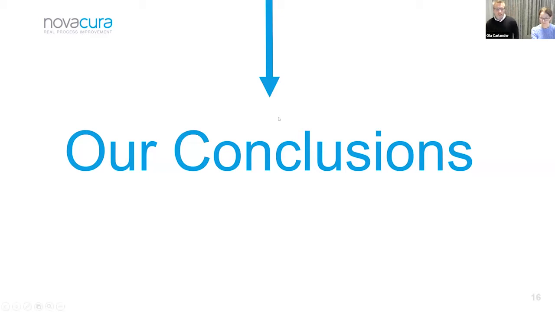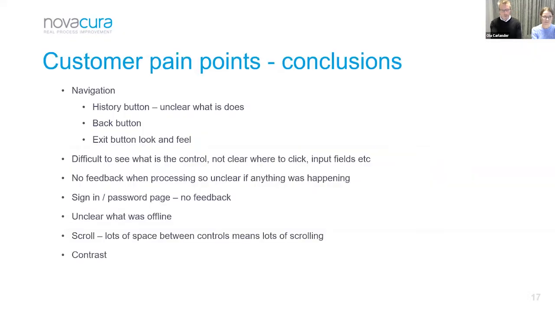So as Lukasz said, we interviewed a bunch of users of Novacura Flow, and the main points we gathered was, maybe in order here actually, the navigation part when you were using a client. The history button, the back button, and the exit button, especially when you were using a mobile, were a little bit tricky to understand exactly what they did. Next to that, it was difficult to see which control you were supposed to click on, not really sure where to click, which was an input field. It was a little bit cluttery like that.